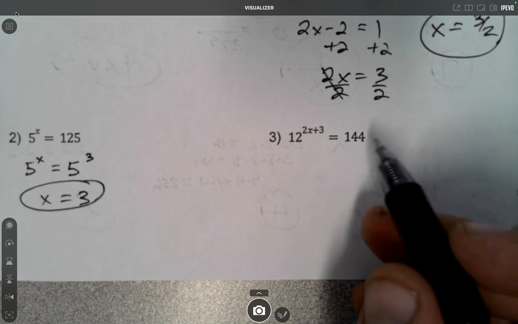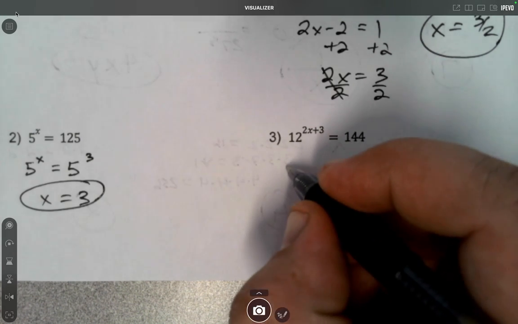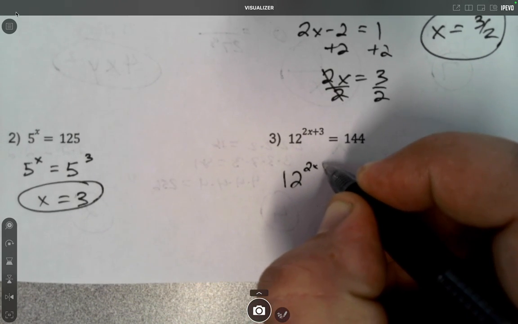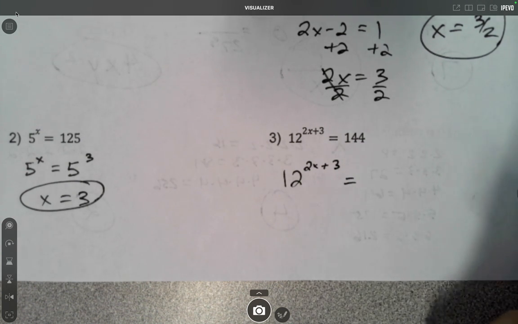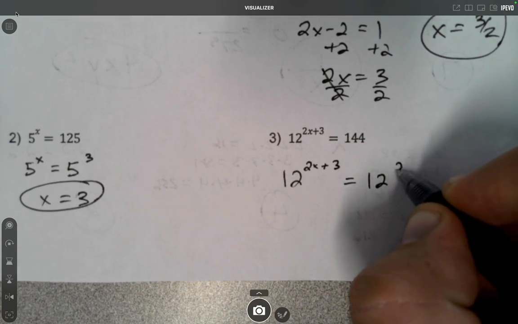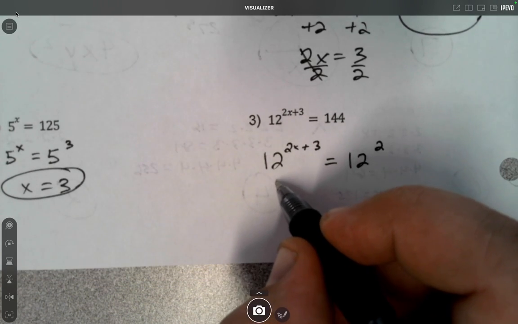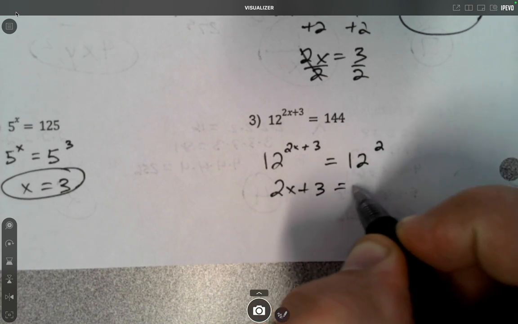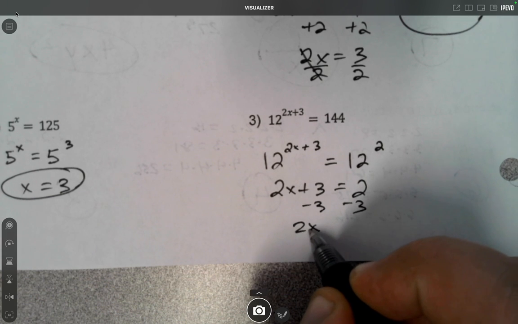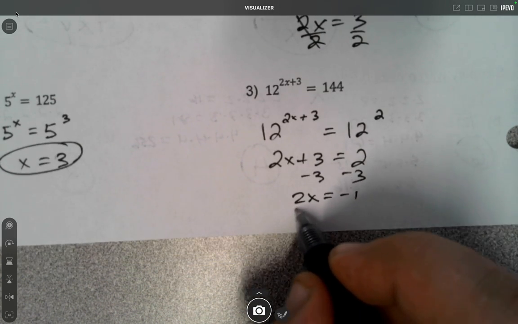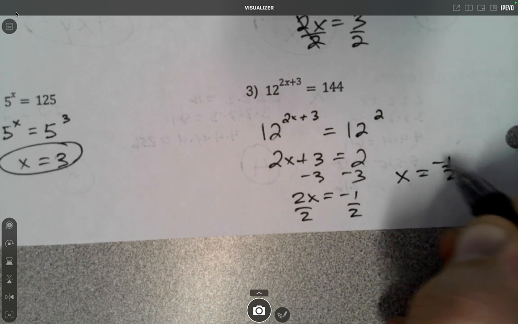Number 3, we have a 12. There's nothing raised to a power that equals 12, so it just stays as it is. It's not prime, but there's no number that you can square or cube to get 12. But 144 is 12 squared. So now that the bases are the same, we can set the two exponents equal to each other and solve for x. Subtract 3 from both sides and divide both sides by 2. So we find out that x equals -1/2.